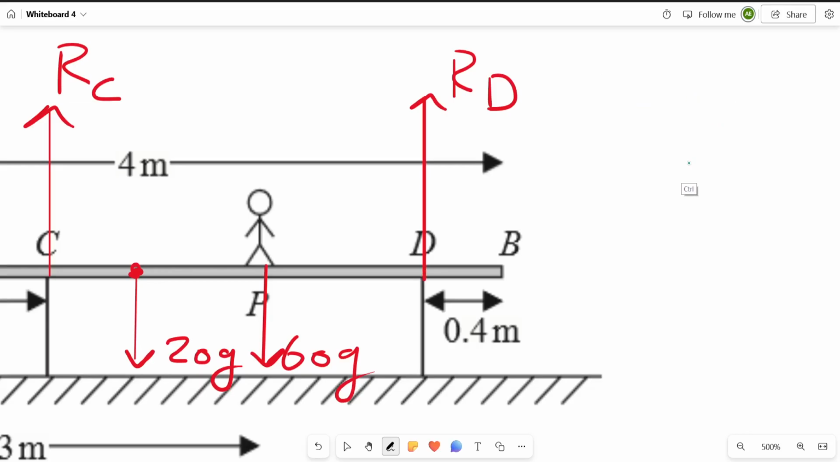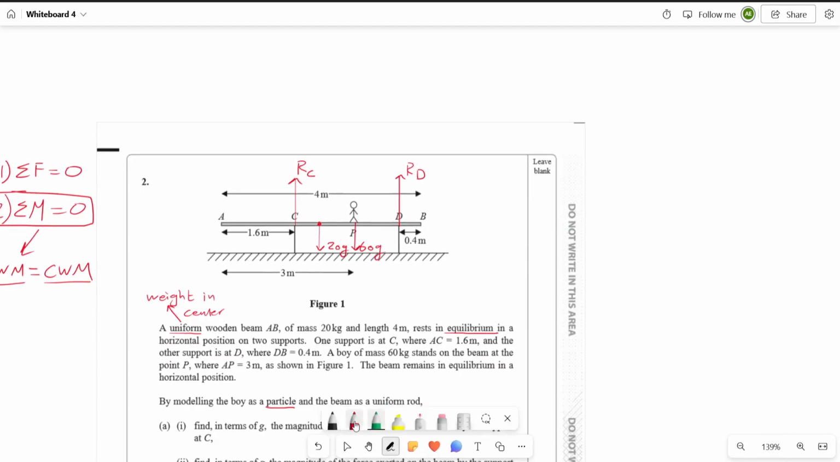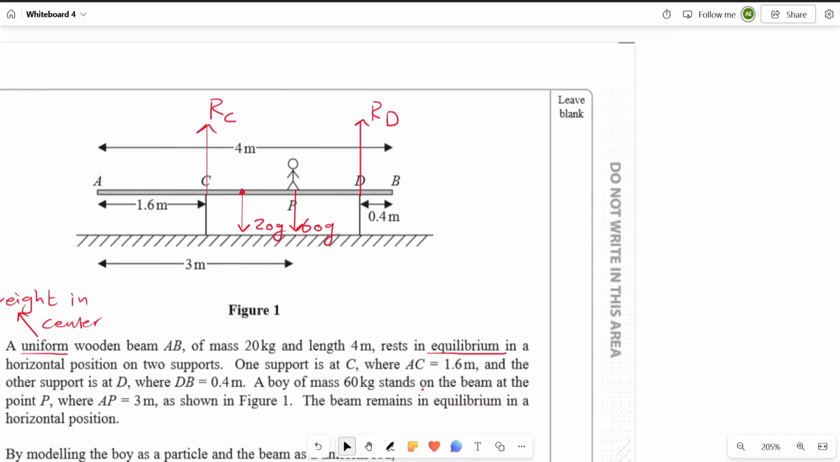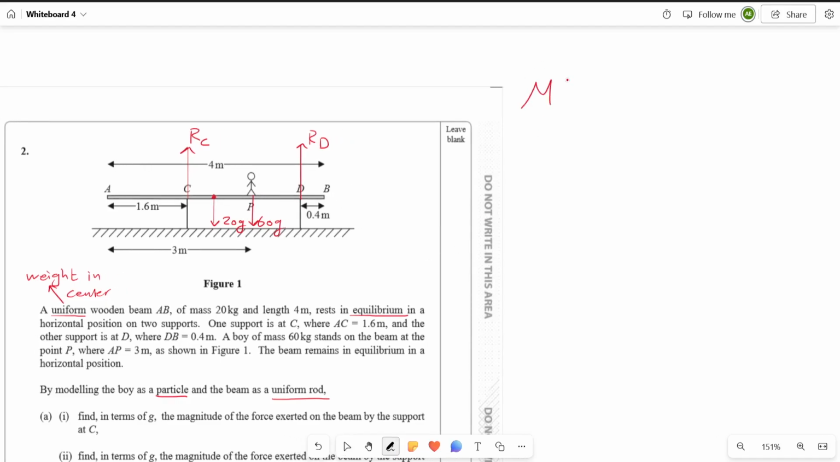So let me show you this practically. I hope it made sense, but I think here it's going to make even more sense. Let's say we are going to take moments about point D. I know the anti-clockwise moment is going to equal the clockwise moments. So, moments about point D.